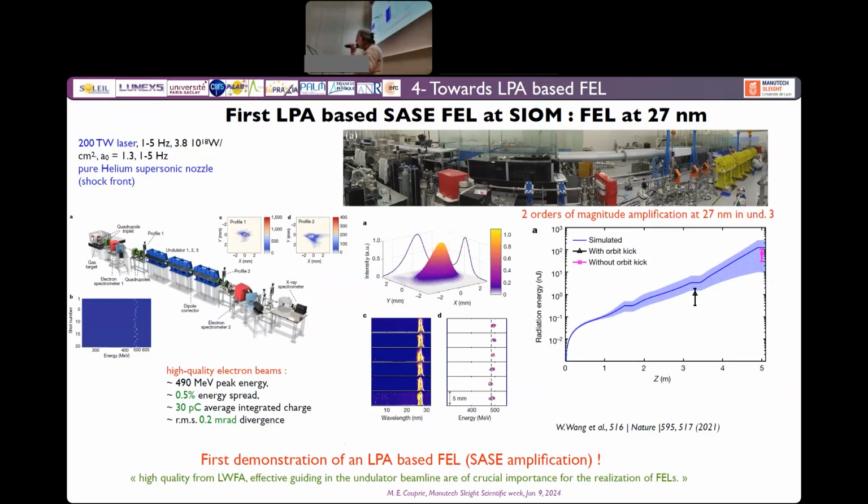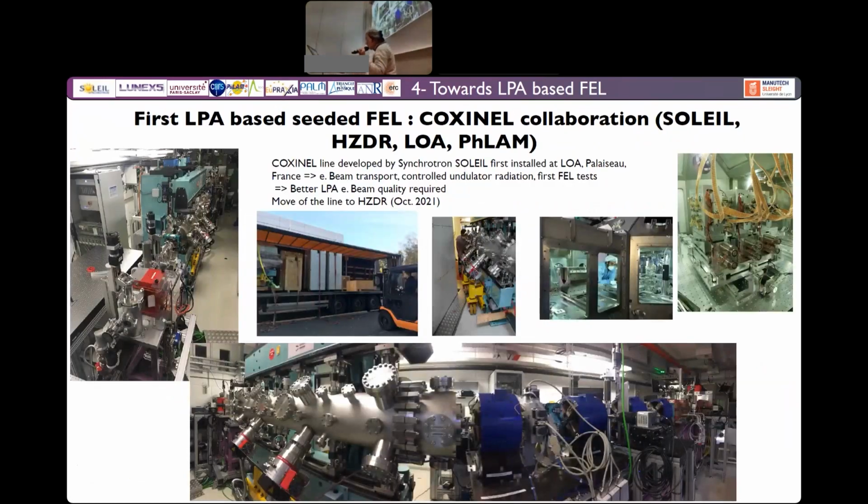Of course, it's not at all stable. And what they say in their paper is that the high quality from LWFA, laser wakefield acceleration, and effective guiding in the undulator, so control with the transport line, are of crucial importance to the realization of FEL. So it's the same as what I said also with conventional lasers. You really have to control the electron beam and have a high quality electron beam.